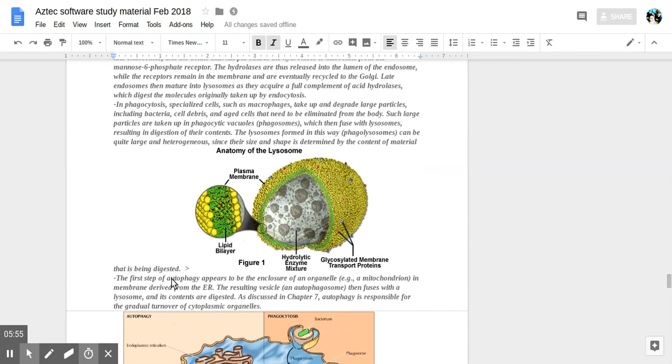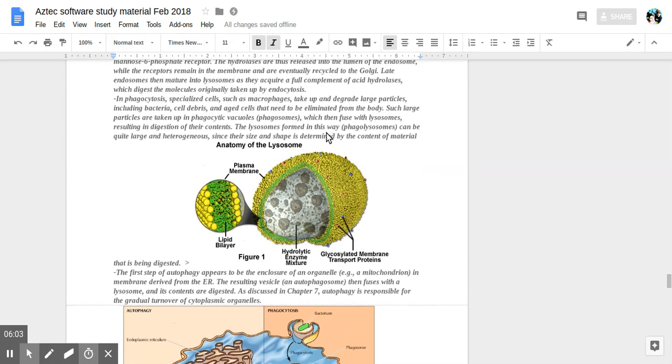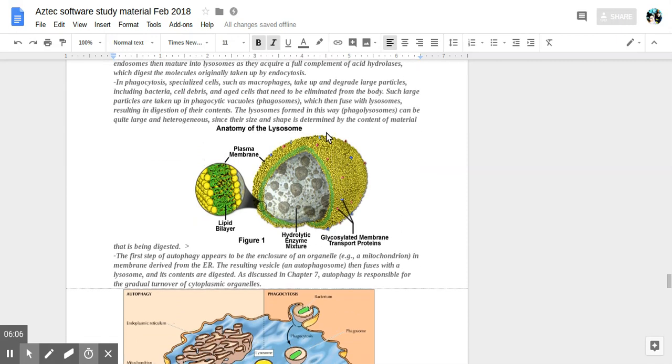In phagocytosis, specialized cells such as macrophages take up and degrade. So these are specific types of cells which are specialized in degrading large particles, including bacteria, cell debris, and cells needing to be eliminated from the body. So endocytosis is similar to phagocytosis.